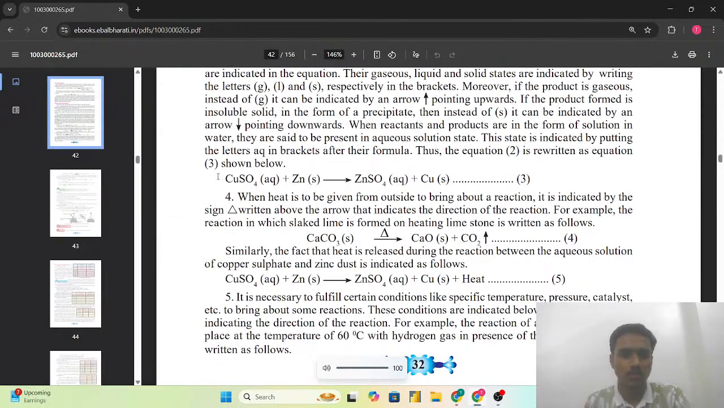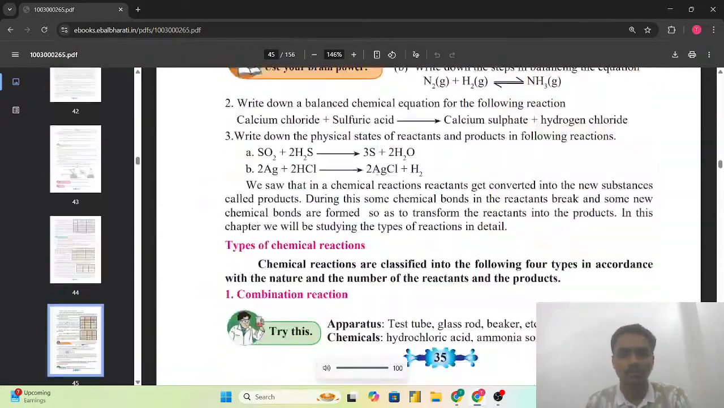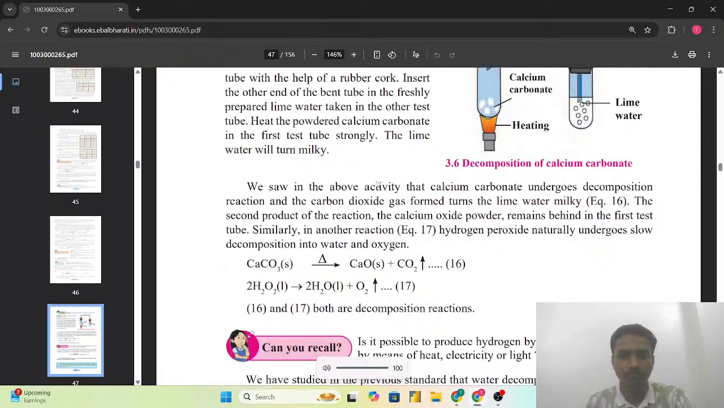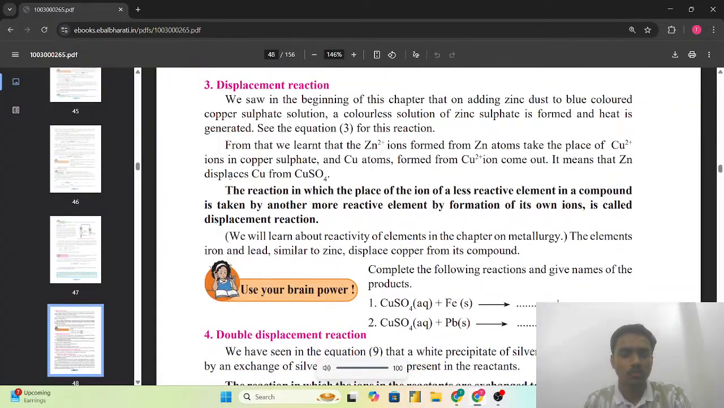In this reaction, when zinc dust is added to the aqueous solution of copper sulfate, it leads to the formation of zinc sulfate and copper. From that we learned that Zn2+ ions form from the zinc atoms and take the place of the Cu2+ ions in the copper sulfate, and copper atoms form from the Cu2+ ions and come out. It means that Zn displaces the copper from the CuSO4.